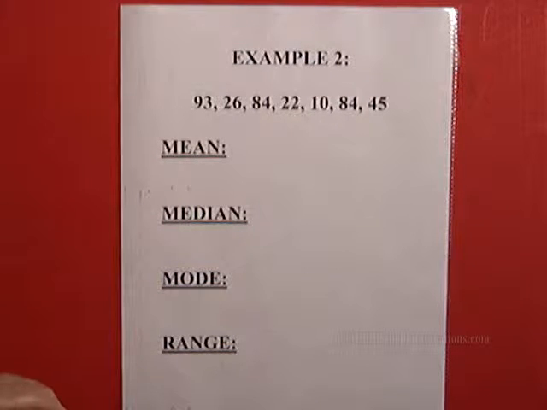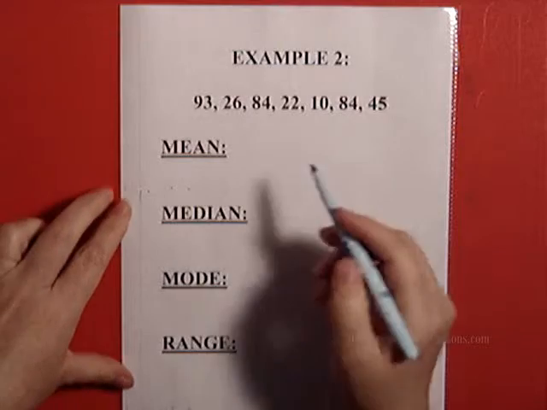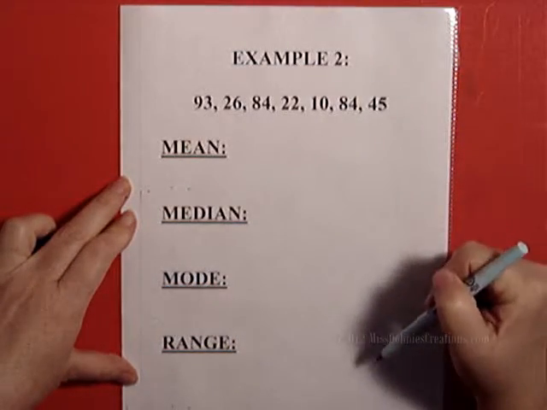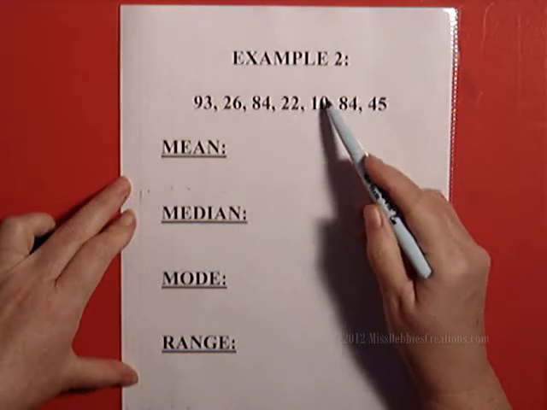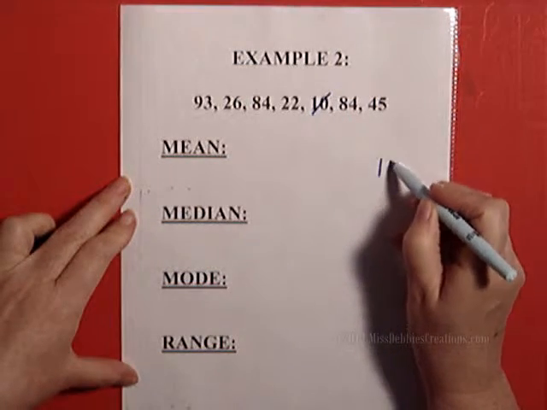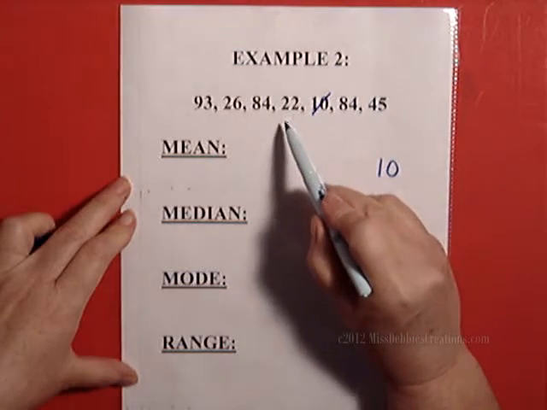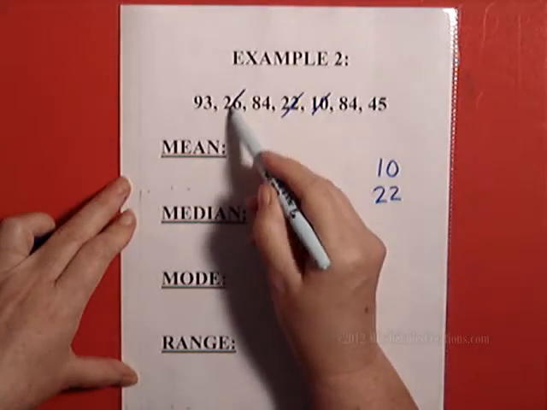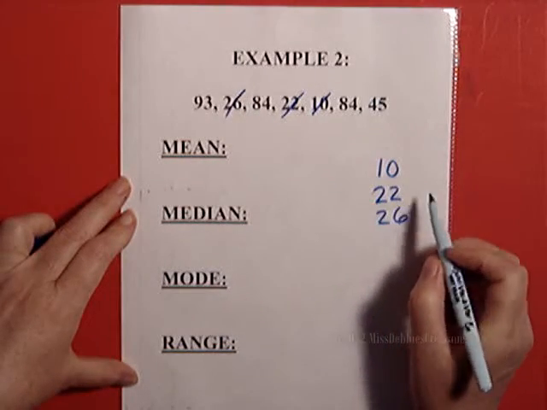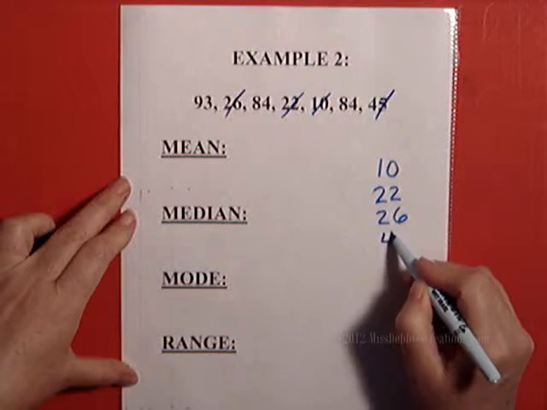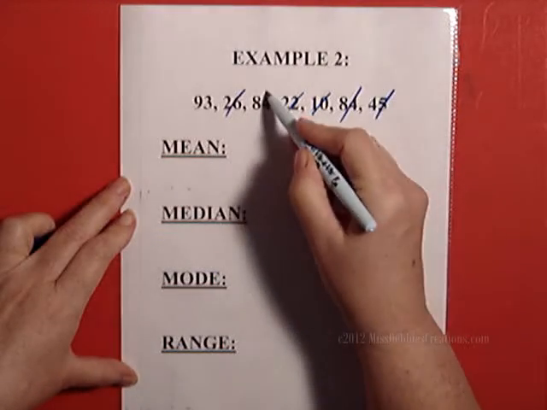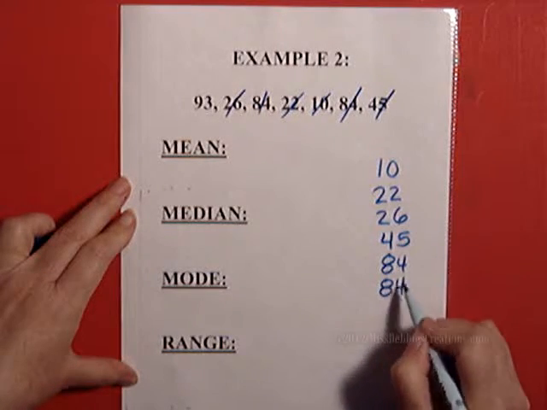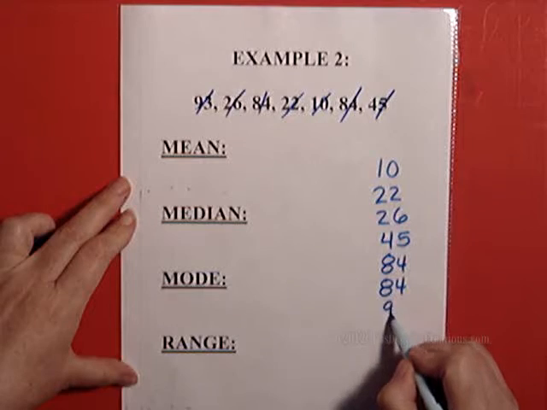Okay, let's look at another example. Example 2. The first thing you do is put all the numbers from the smallest to the largest. So we'll start with 10, and we will put a 10 down here. Then the next one is 22. Then we have a 26. Then we have a 45. We have two 84s. And we have a 93.